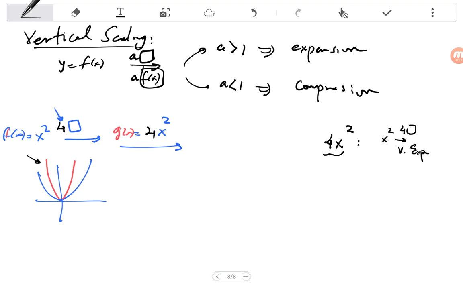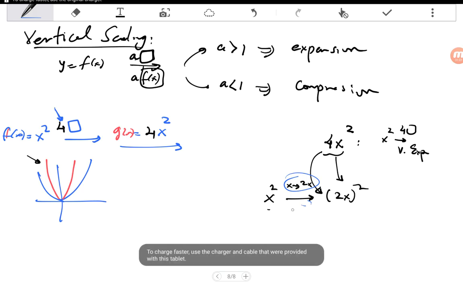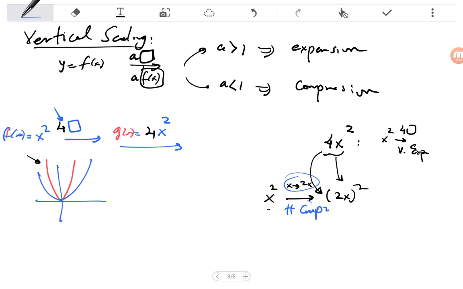Another way to see 4x squared: do you have any suggestion for saying 4x squared in another way? I may say it as 2x all squared. This is just the same function as this. So if I start with x squared, which transformation may transform x squared to 2x all squared? It is replacing every x with 2x. What did this transformation graphically mean? It means horizontal compression. Yes, in this case, it will be a horizontal compression.